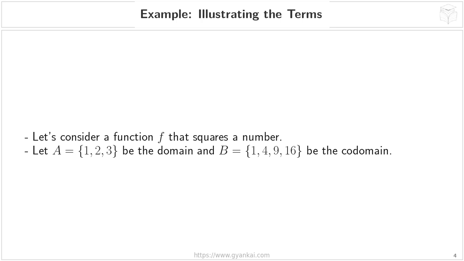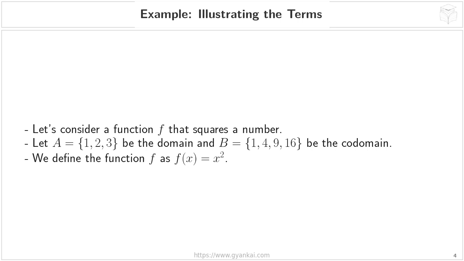We're going to define our domain, which is the set of all possible inputs, as A, and it contains the numbers 1, 2, and 3. I'm representing this set using curly braces: {1, 2, 3}. Remember, the domain is what we're allowed to put into the function.